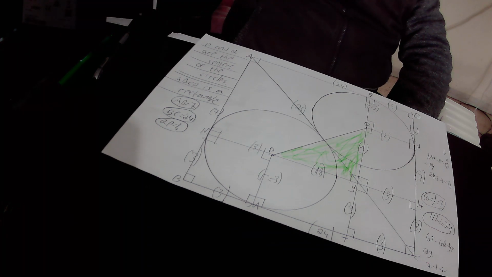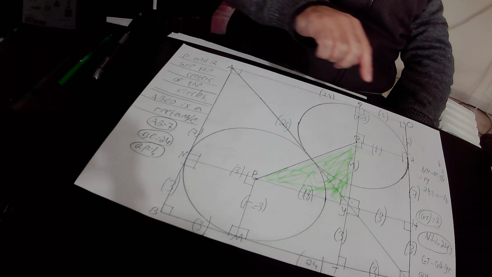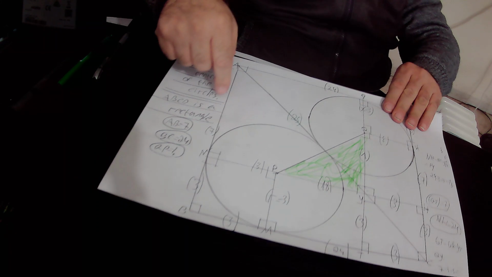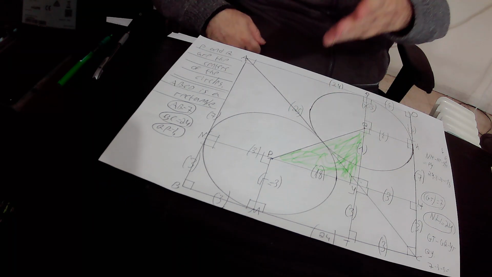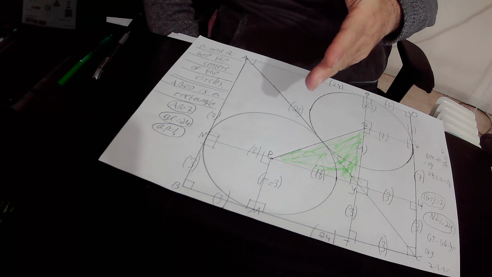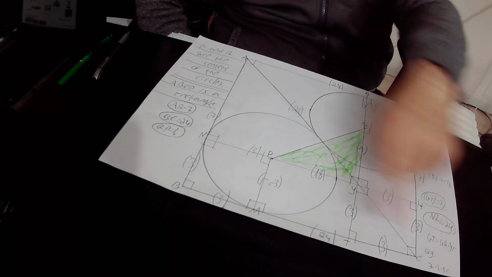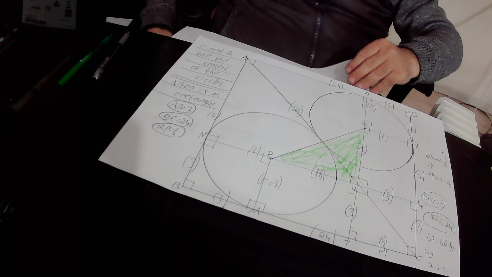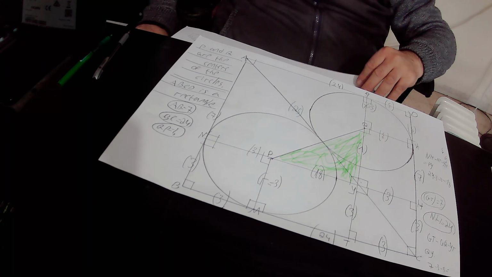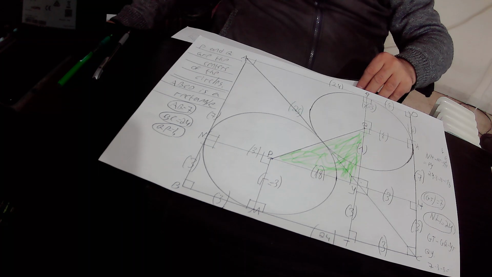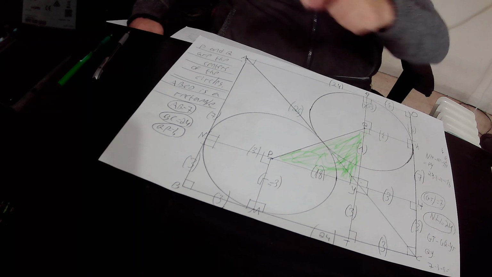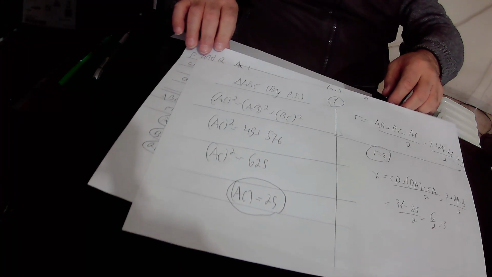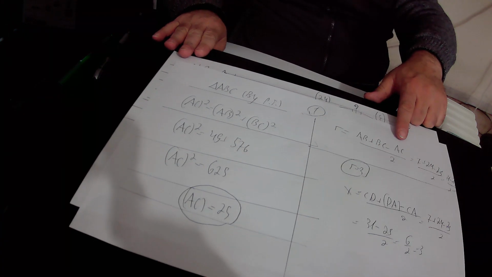we have this circle that is blocked by the right triangle ABC. So the radius of this circle, R, according to the new formula, must be equal to (AB plus BC minus AC) over 2. Repeat again. According to the new formula, the radius of the circle R must be equal to (AB plus BC minus AC) over 2.